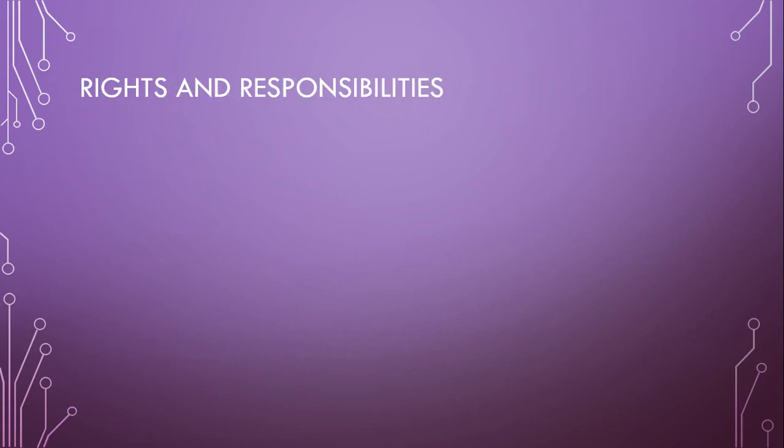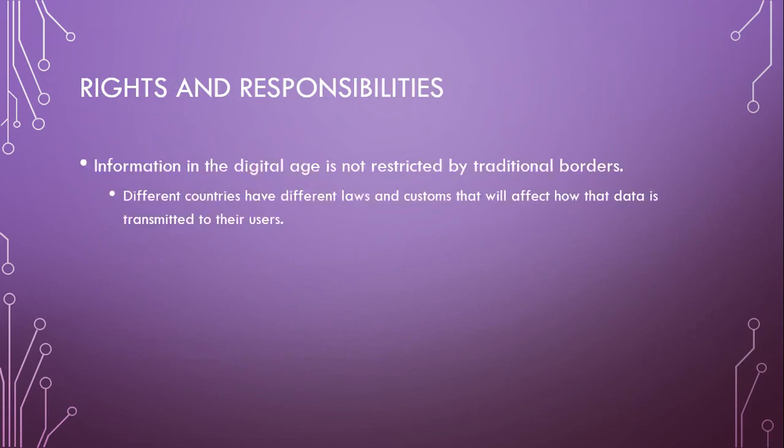All right, next we have rights and responsibilities. When we start examining the information that transmits in the digital age that we live in, one thing you have to understand is that it is not restricted by traditional borders. And when I say traditional borders, I mean borders between one nation and the next. Different countries have different laws and customs that affect how that data is transmitted to their users. For example, in China, they have a lot of restrictions typically on things like free speech.